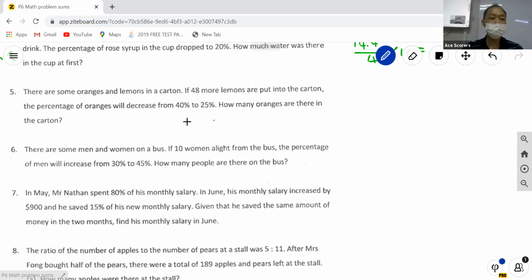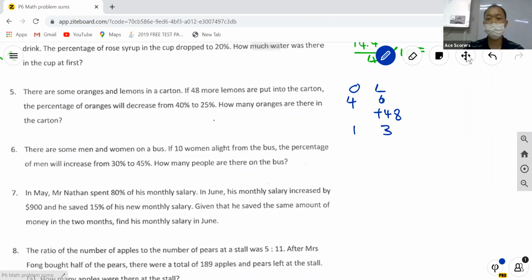Okay, so there are some oranges and lemons in the carton. So if 48 more lemons are put into the carton, plus 48, the percentage of oranges will decrease from 40% to 25%. So at first here is 4:6, then it became 1:3. Okay, so this is the first table.